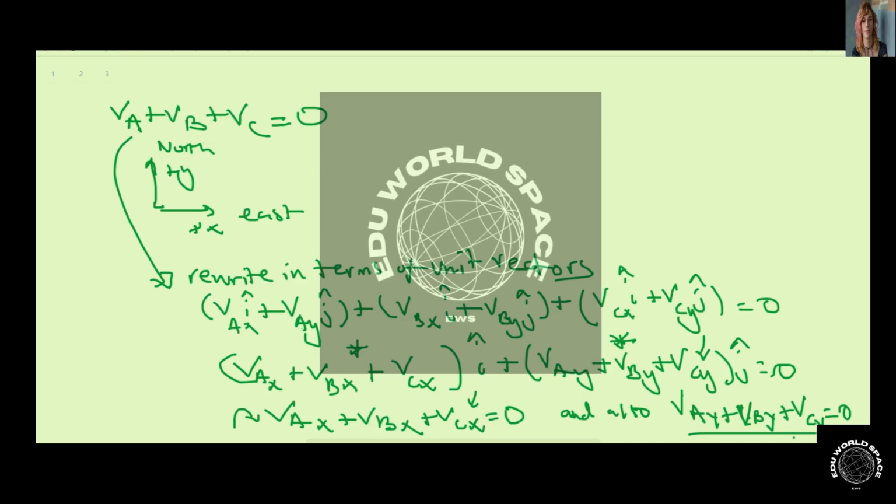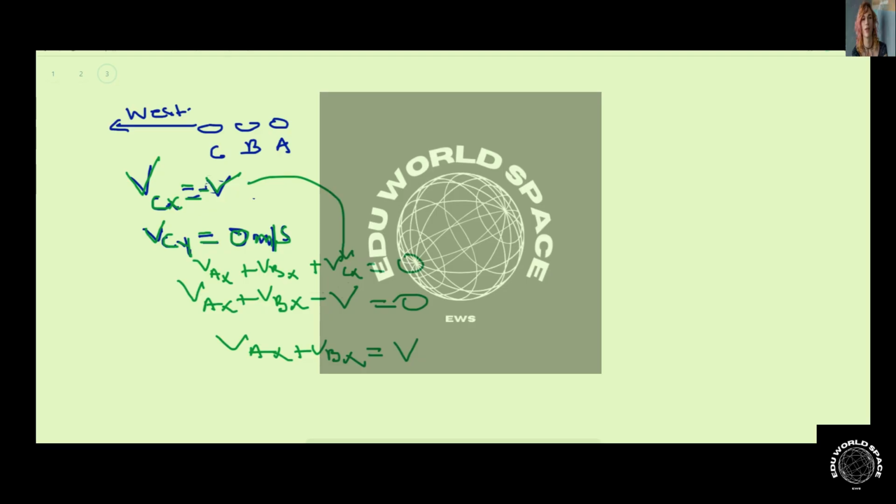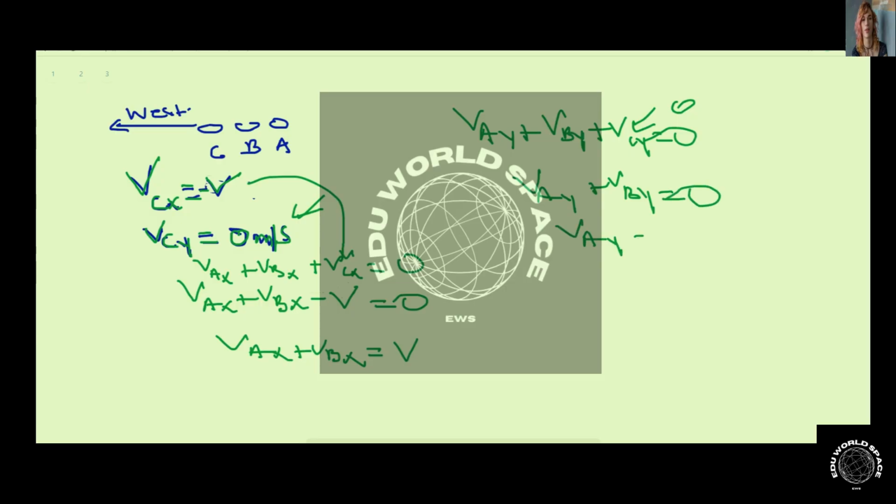Remember, Vcy is 0. So when we take Vay plus Vby plus Vcy, that equals 0. But remember, Vcy is 0, so this is 0. And so we're left with Vay plus Vby equals 0. That just means that Vay equals negative Vby. So these are the component velocities for X and Y.